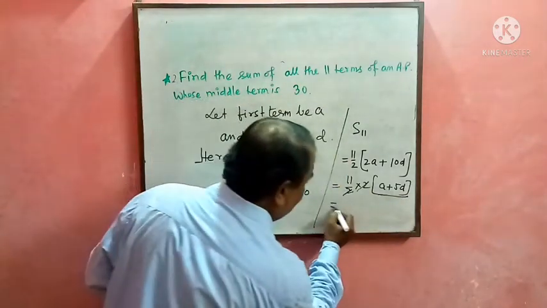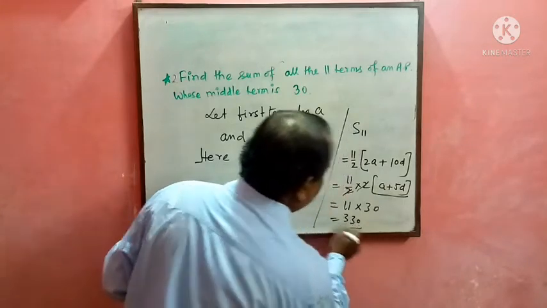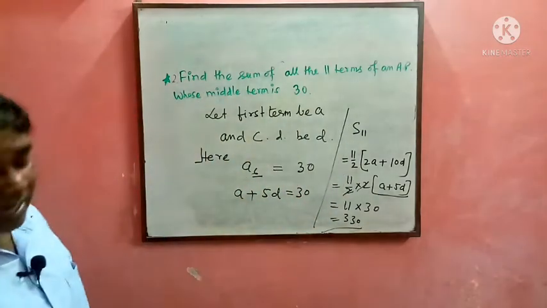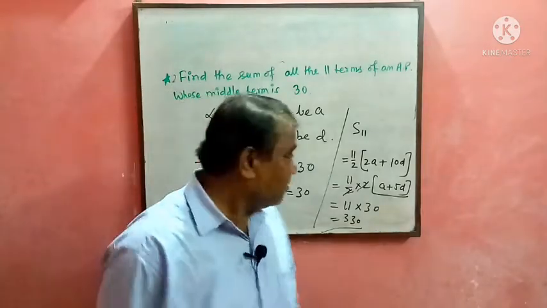And here also you see that again we have A plus 5D, which is nothing but 30. So 11 into 30, this is 330, is the sum of 11 terms of this set. So have you followed anything?